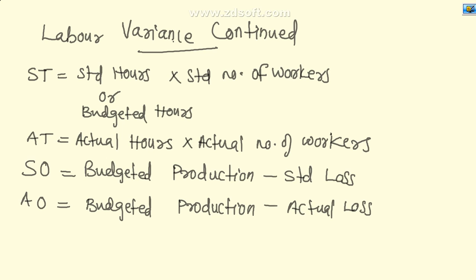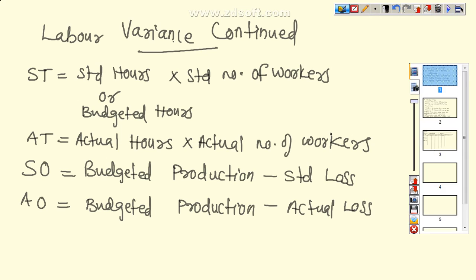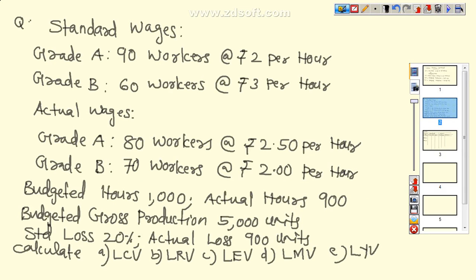Today in this lecture I will discuss an example of labor variance. In the last video I already explained the trick to convert material variances to labor variances, and this is the question. Here two types of workers are given, grade A and grade B. Standard and actual information is also given: budgeted hours, actual hours, budgeted gross production, standard loss, and actual loss. Based on this information we have to calculate different labor variances.